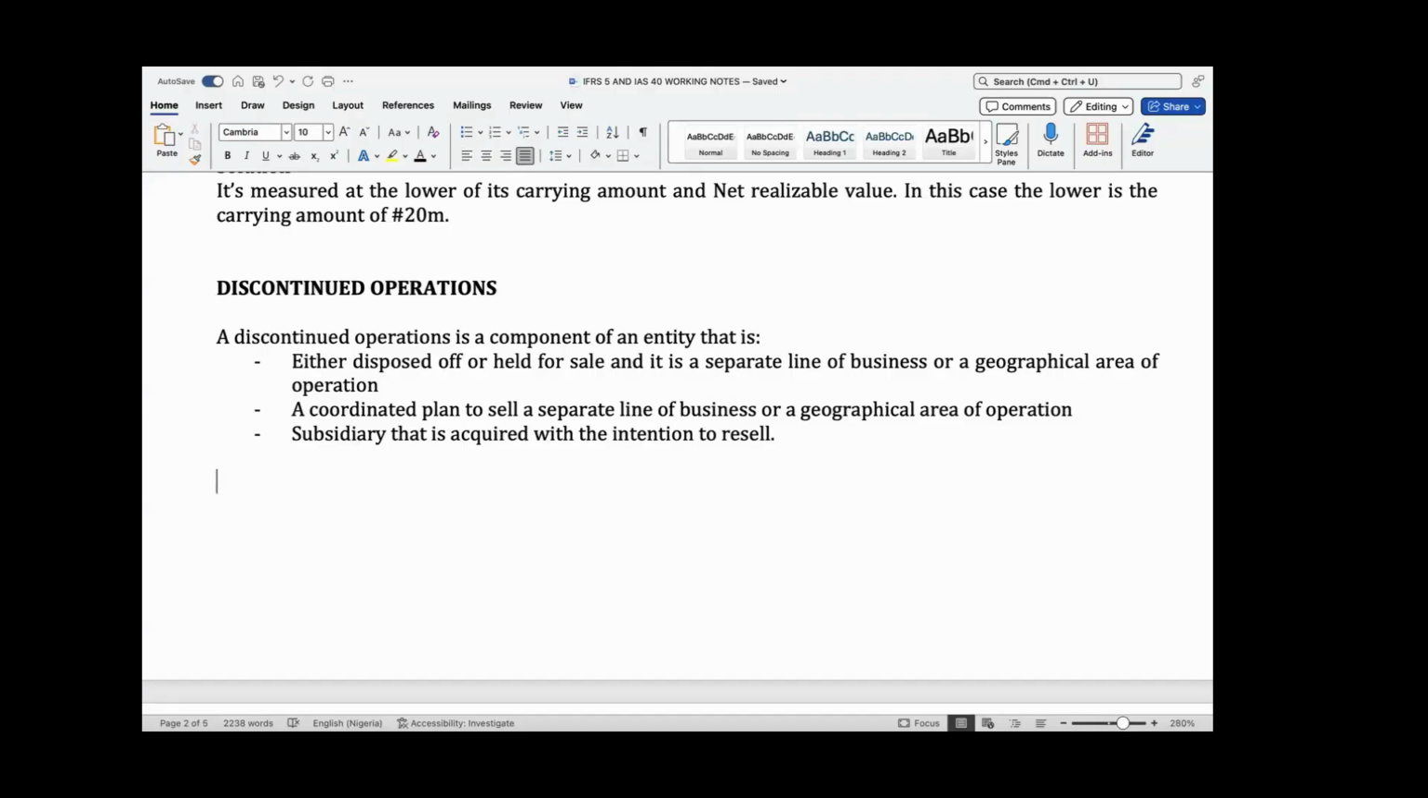Yeah, Latif, I can see your hand, please. Go ahead before I make my next point. Okay, sir. The third one that you just said, it could be a subsidiary that is acquired with the intention to resell. And if I may recall, whatever you acquire with the intention to sell, it means that we can equally classify it as an inventory.